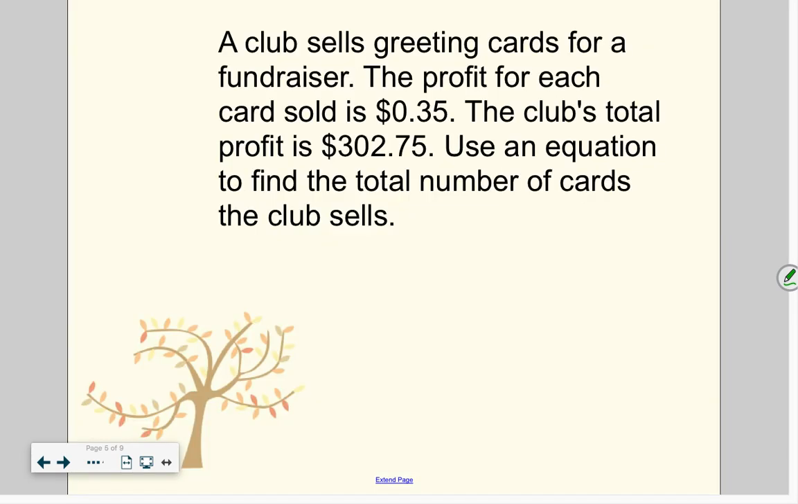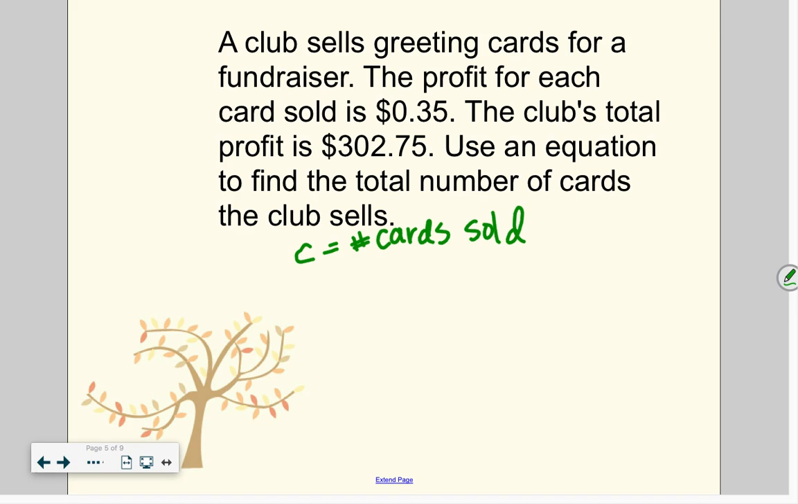Next question. A club sells greeting cards for a fundraiser. The profit for each card sold is 35 cents. The club's total profit is $302.75. Use an equation to find the total number of cards the club sells. What is my variable going to be? C. What is that C going to stand for? C is the number of cards sold.